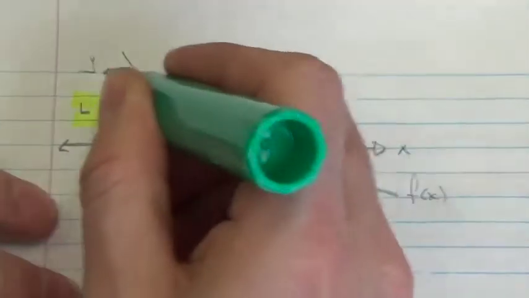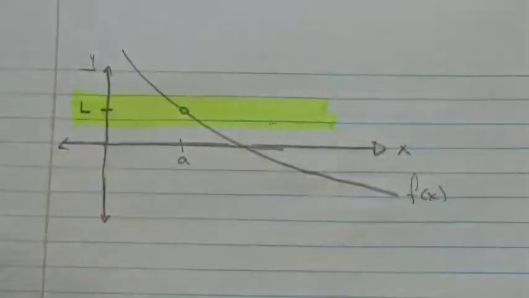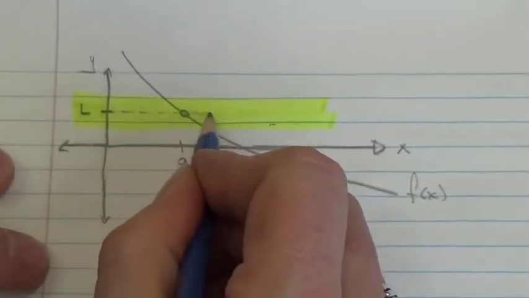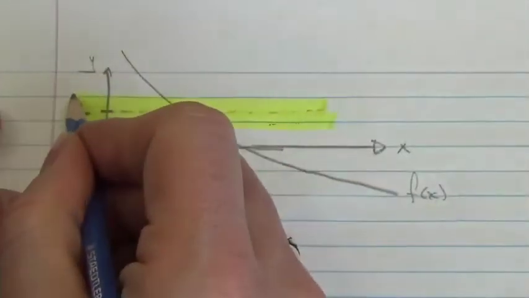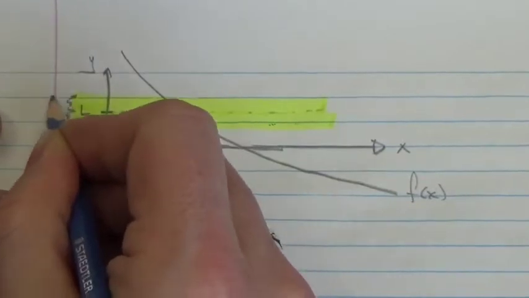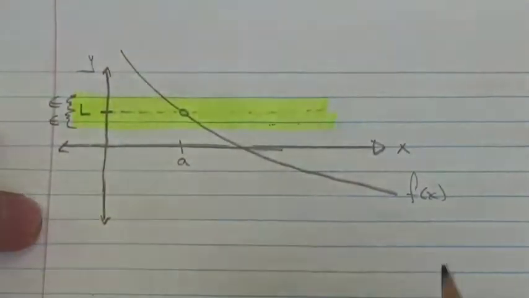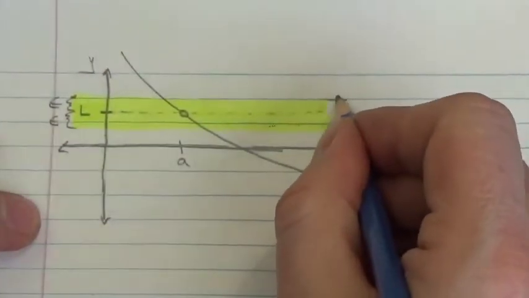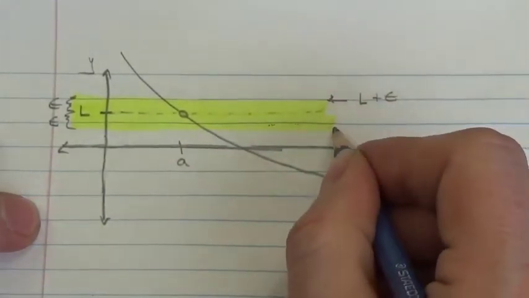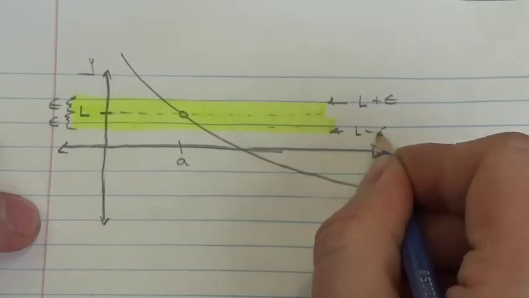Now, here's my L coming across right here. That's exactly the value L. Let's assume that this distance right here is my epsilon. So the top is going to be L plus epsilon. My bottom here is going to be L minus epsilon.